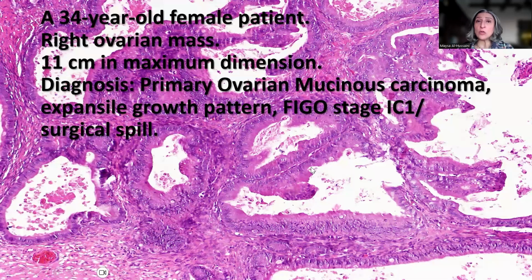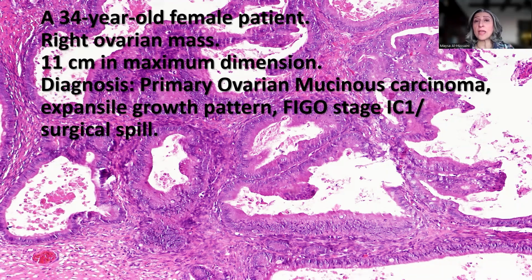So the final diagnosis in this case is a primary ovarian mucinous carcinoma. This is showing expansile growth pattern where the dimension of the focus of the complex growth of the gland exceeds 5 millimeters. And as I alluded to initially, because the tumor was received in fragments, probably this is the result of surgical fragmentation or surgical spill. The case was assigned as a FIGO stage 1C1.